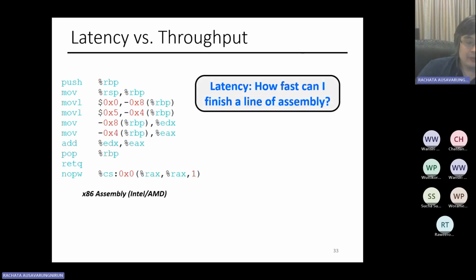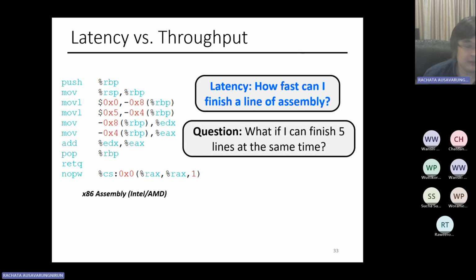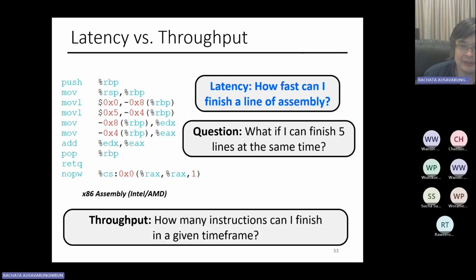There's also the latency versus throughput question. Latency is how fast I can finish one line of this assembly. Throughput means, given a unit of time, like 1 second, how many things can I finish? So throughput is how many instructions I can finish given a time frame, like 1 second or 1 millisecond. These are different measurements.